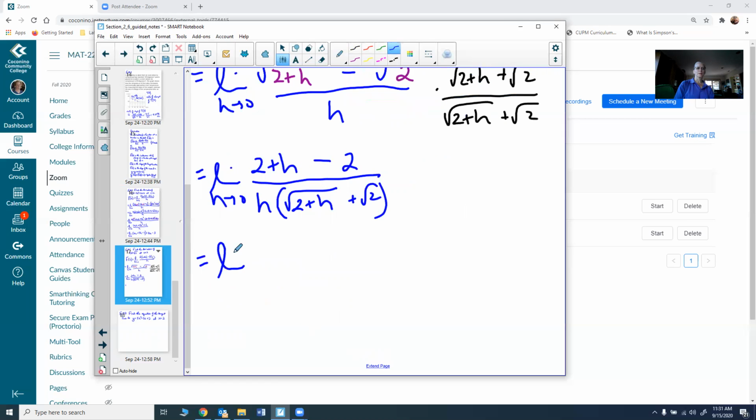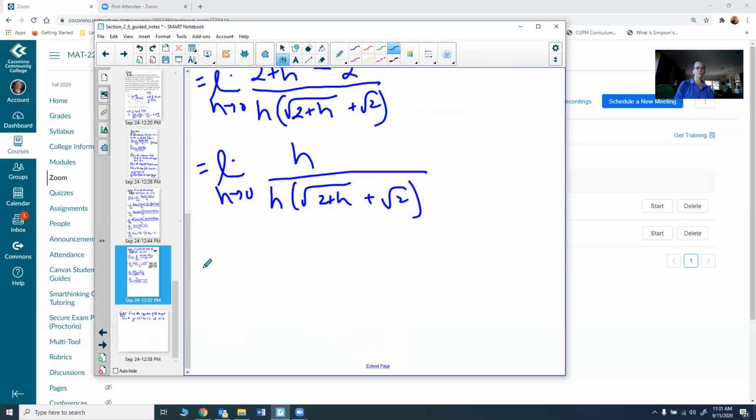Now, go ahead and collect like terms. Notice the 2's cancel, and you're just left with h over h times the square root of 2 plus h plus the square root of 2. Now you notice this h can cancel. And again, if you're doing this right, you should be able to finally cancel that h. If you aren't doing it right, that h won't go away.